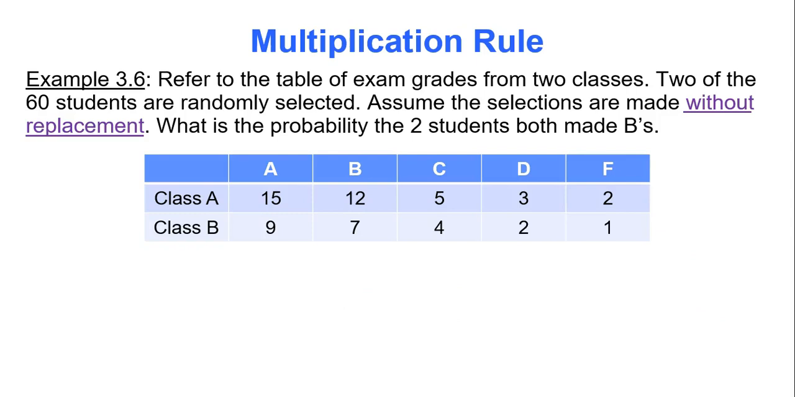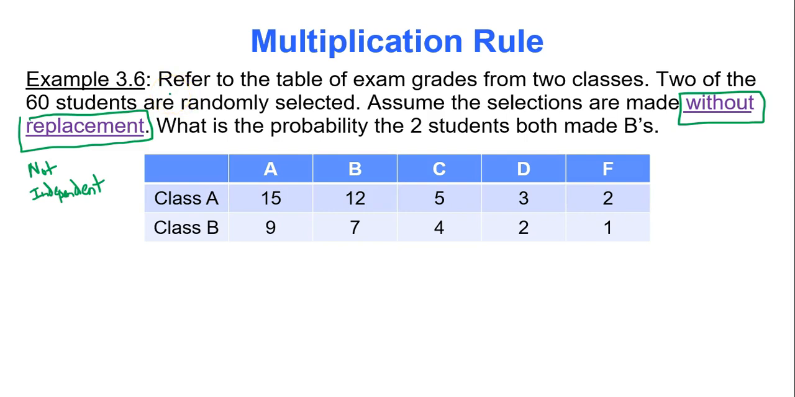All right, so now I have exam grades from two classes. Two of the 60 students are randomly selected. Assume the selections are made without replacement. Really powerful words here, without replacement. So that means we are not independent. That means whatever happens with my second grade pick needs to take into account what happens from the first.